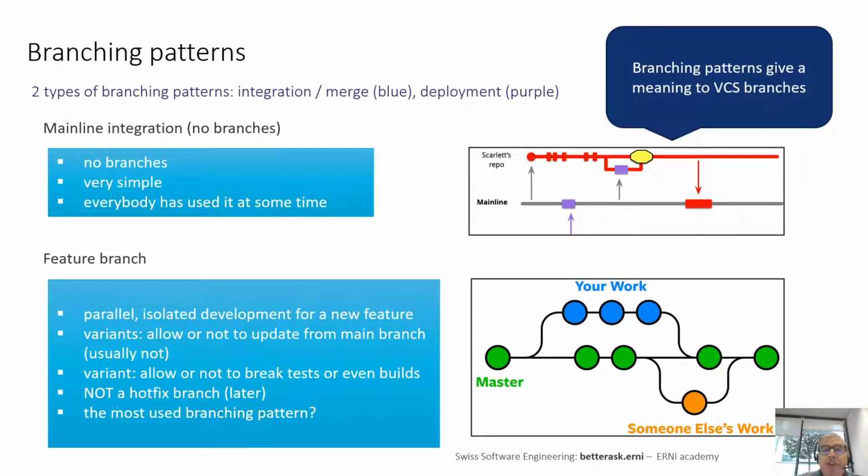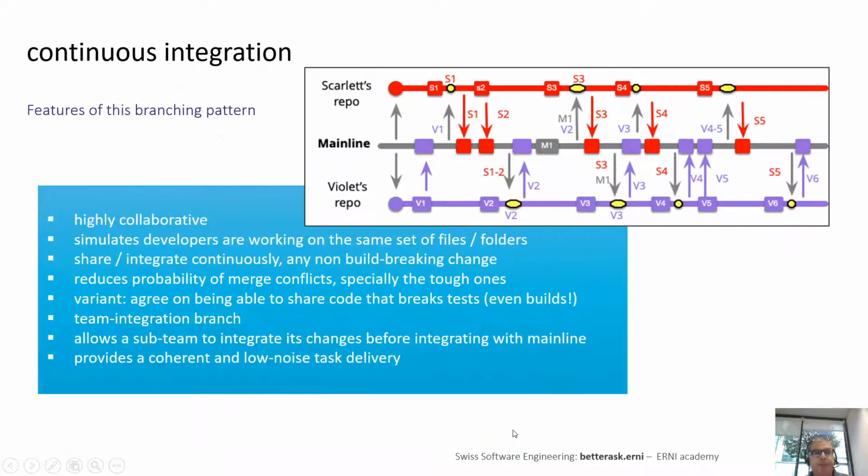And we also saw these branching patterns. I'm not going to go through them. But we saw branching patterns like mainline integration, a continuous line of development. The feature branch, something everybody has done. It's the blue and orange here. Okay, it's a parallel isolated development. Continuous integration is a kind of branching pattern where the agreement is to share continuously, precisely to minimize merge conflicts. Okay.